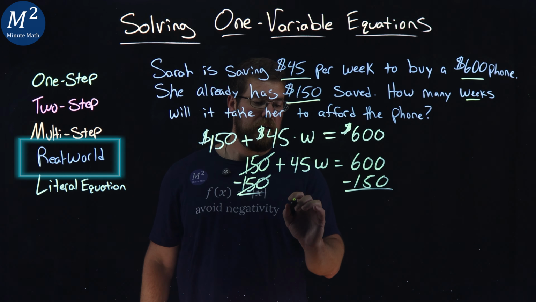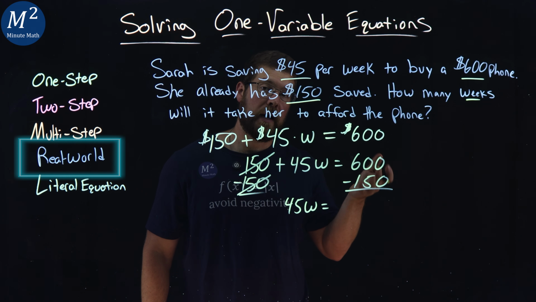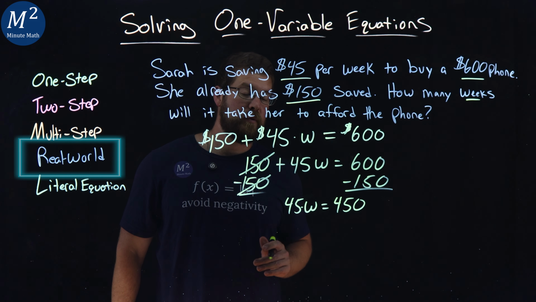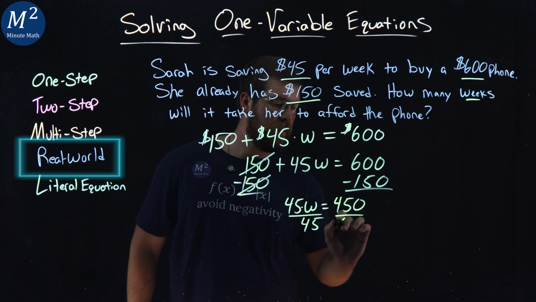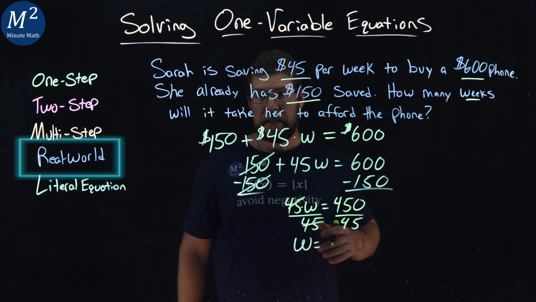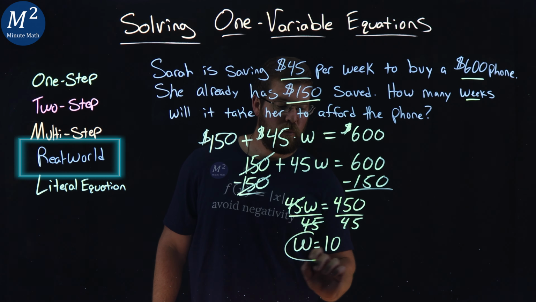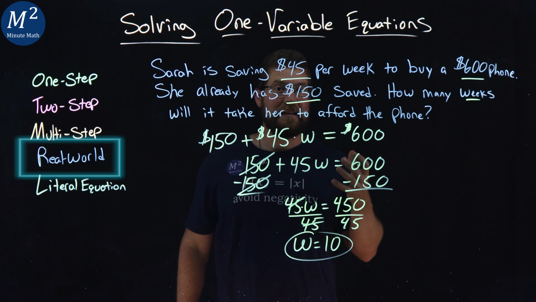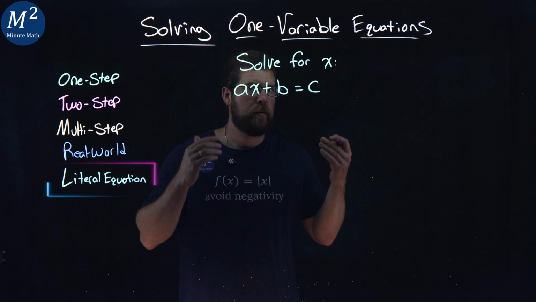150 cancels on the left, leaving me with just 45w on the left, which is equal to 600 minus 150, which is 450. Now, we have multiplication here between 45 and w, so I'm going to divide both sides of the equation by 45. This gives me the w, now all by itself, is equal to 450 divided by 45, which is 10. And so what this tells us is that in 10 weeks, Sarah will have enough money saved up to afford her phone.